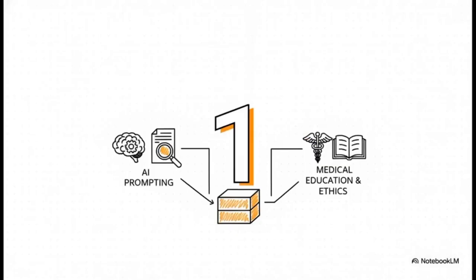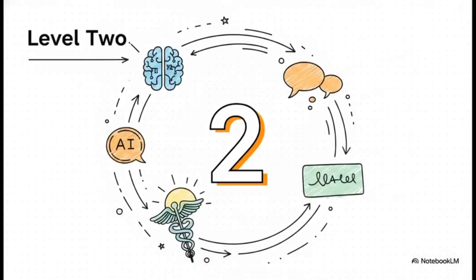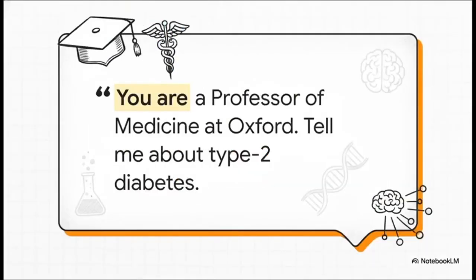Let's break down the 4 levels of AI prompting, starting right at level 1. "Tell me about type 2 diabetes" lacks context. You'll just get generic facts, not a helpful clinical simulation. So, let's level up to level 2. Adding specific context here completely changes the AI's output. Assigning an expert role, like an Oxford professor, gives your clinical patient simulations immediate, razor-sharp focus.